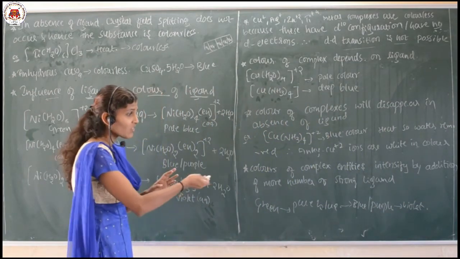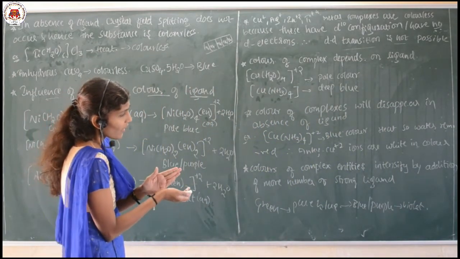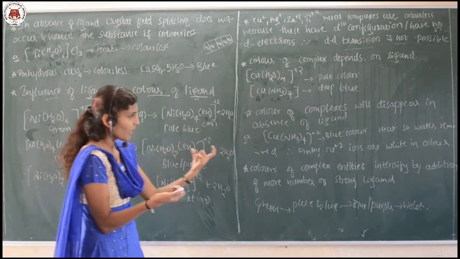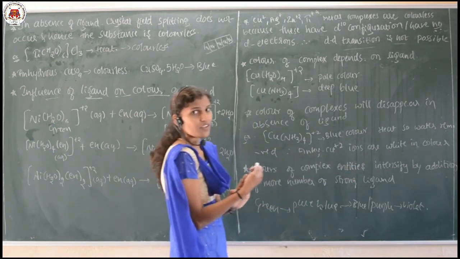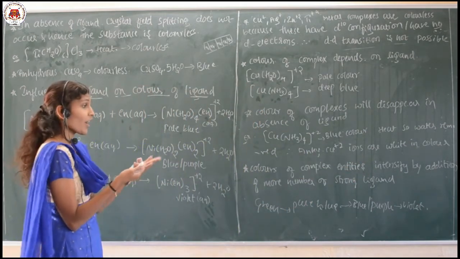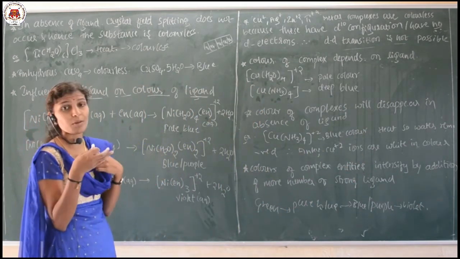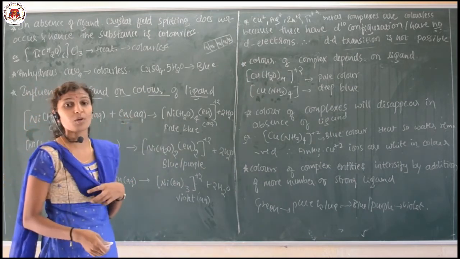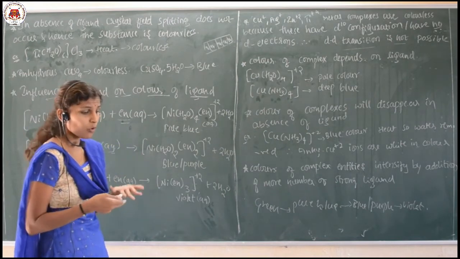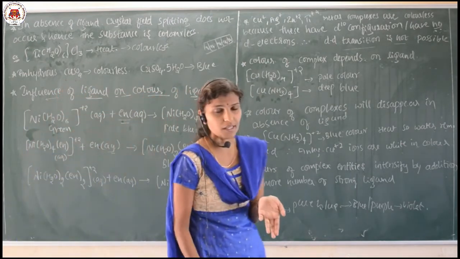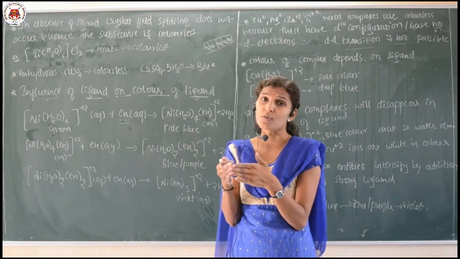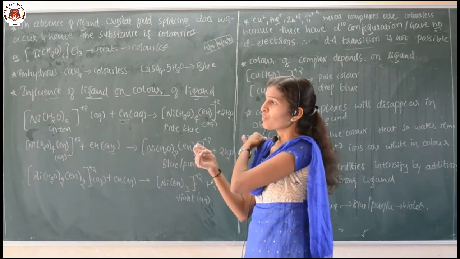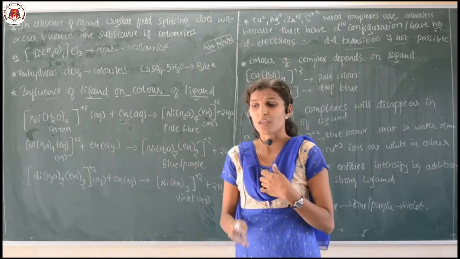Just look at the colors of these complex entities: they are intensified. How are they intensified? By adding more of the strong ligand. We are adding here ethane-1,2-diamine. So the addition of more and stronger ligands makes the color of the complex intensify. So these are the points regarding the color of coordination complexes.